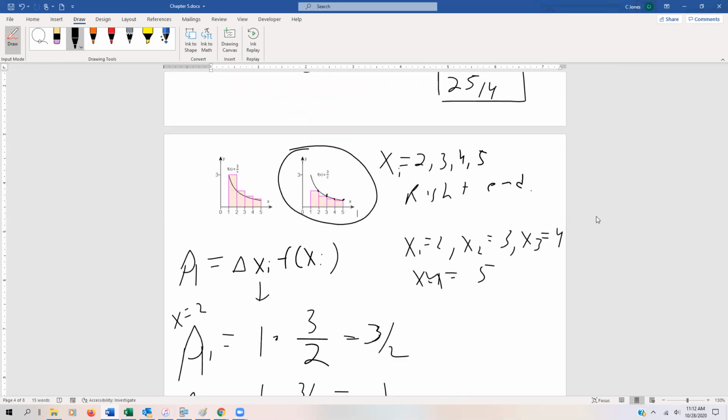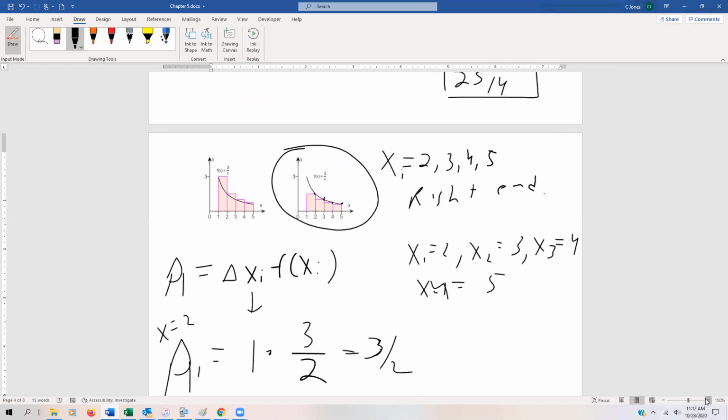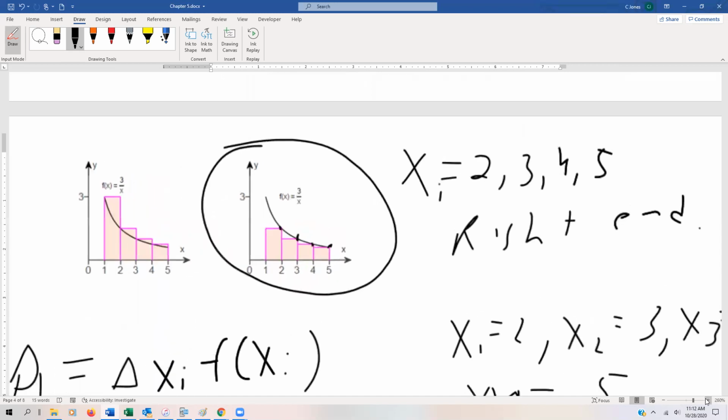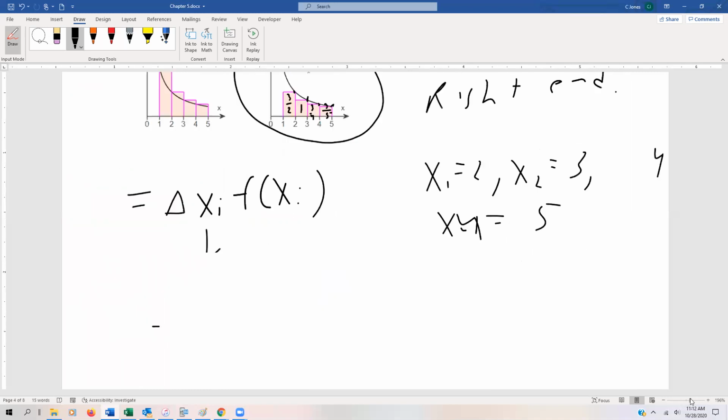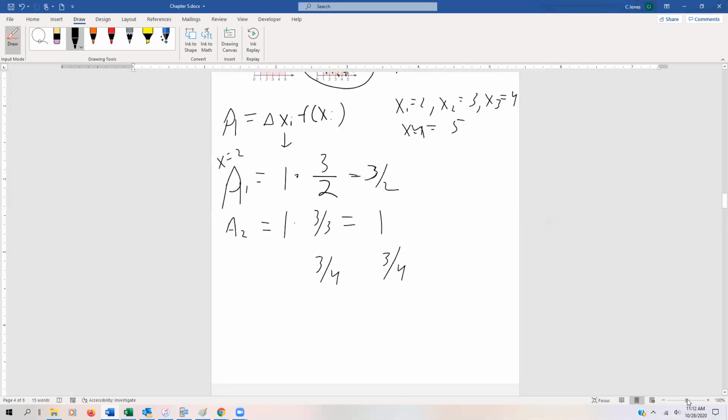And so when we go back up here, we're going to find out what each of these areas are. Okay, so let's just make sure we understand what each of these numbers represents. Okay, so this is our 3/2, and this is 1, and this is the area 3/4, and this is the area 3/5. And we're going to use those areas to approximate the Riemann sum. All right, so we just go back.